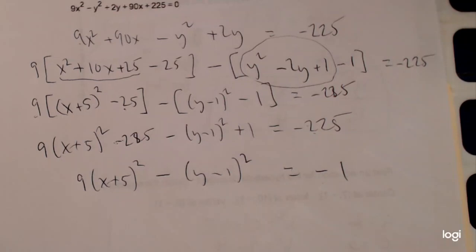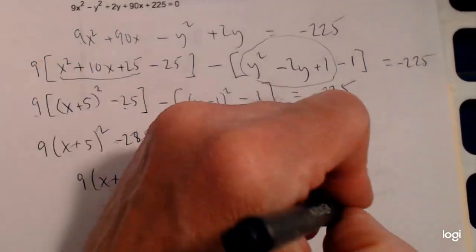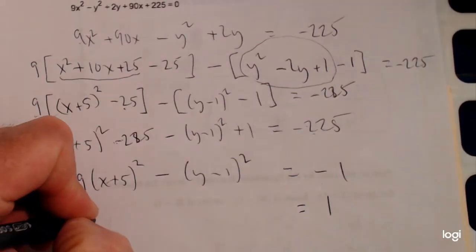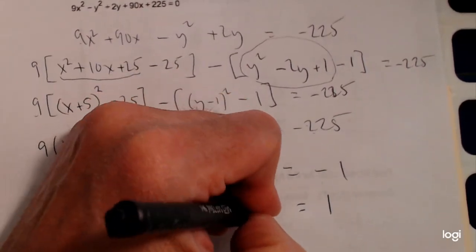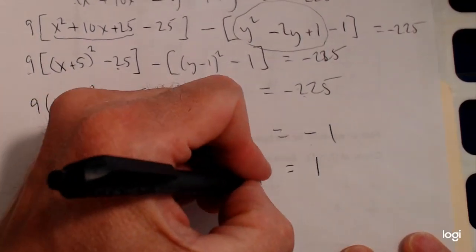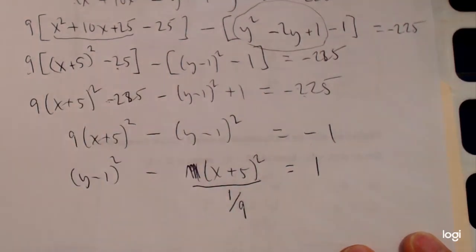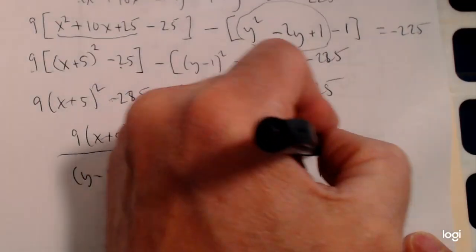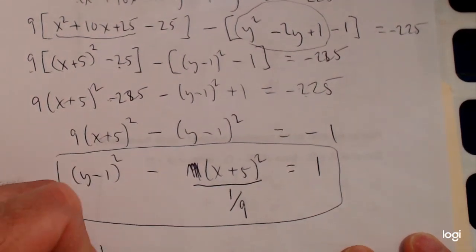Okay, good. So now what I'm going to do, this needs to be 1. So I'm going to divide everything by negative, or multiply by negative. Okay, now I need to have that 9 in the denominator. So that's the same as dividing by 1 over 9. There you have it. So a is 1 and b is 1/3.